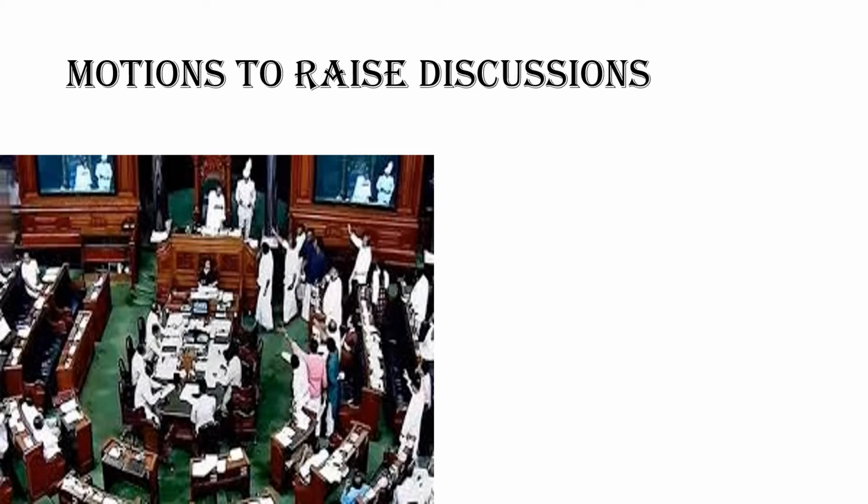The motions moved by the members to raise discussion on various matters fall into three principal categories. Number 1, substantive motion. It is a self-contained independent proposal dealing with a very important matter like the impeachment of the president or removal of the chief election commissioner. Number 2, substitute motion. It is a motion that is moved in substitution of an original motion and proposes an alternative to it. If adopted by the House, it supersedes the original motion.